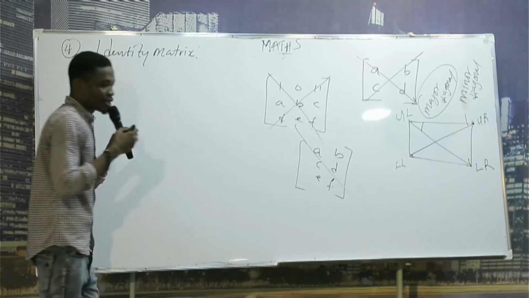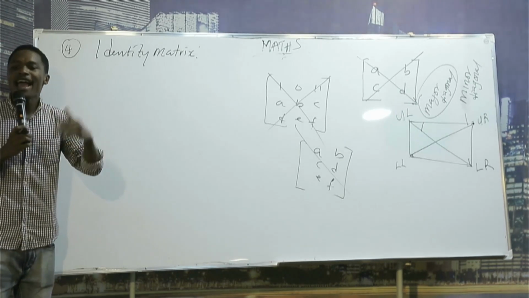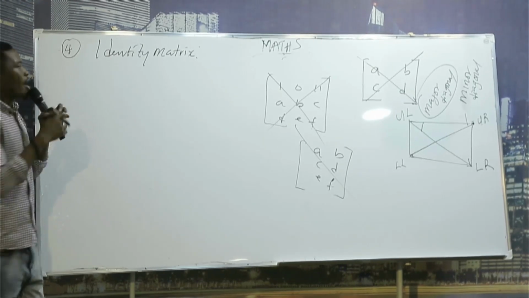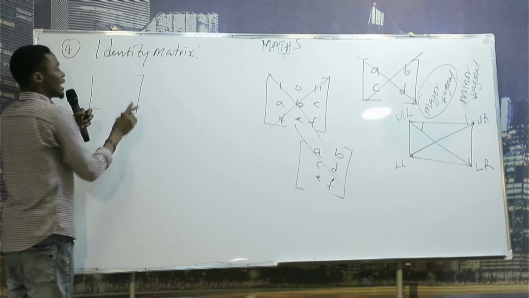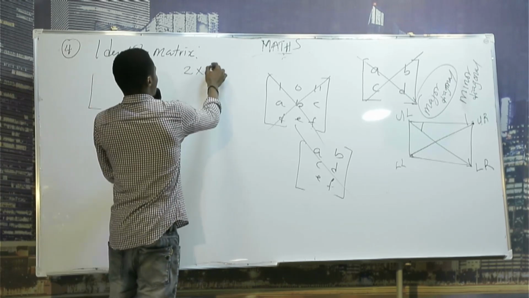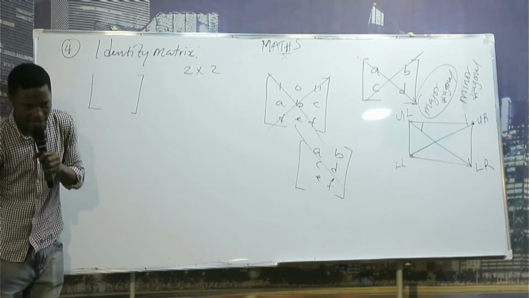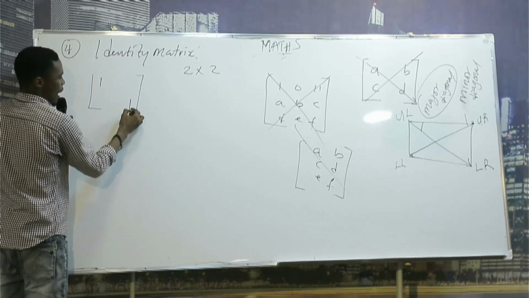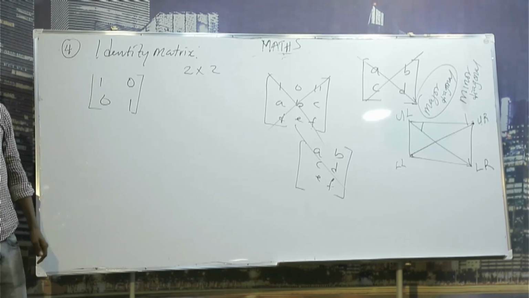So back to the identity matrix. We said that an identity matrix is a matrix where all elements in the major diagonal are 1 and other elements are 0. An example is a 2 by 2 identity matrix. Look at how I will write it. For a 2 by 2 matrix, how many elements will it have? 4. First of all, I will write all the elements in the major diagonal: 1, 1. Then other elements are 0. So this is a 2 by 2 identity matrix.